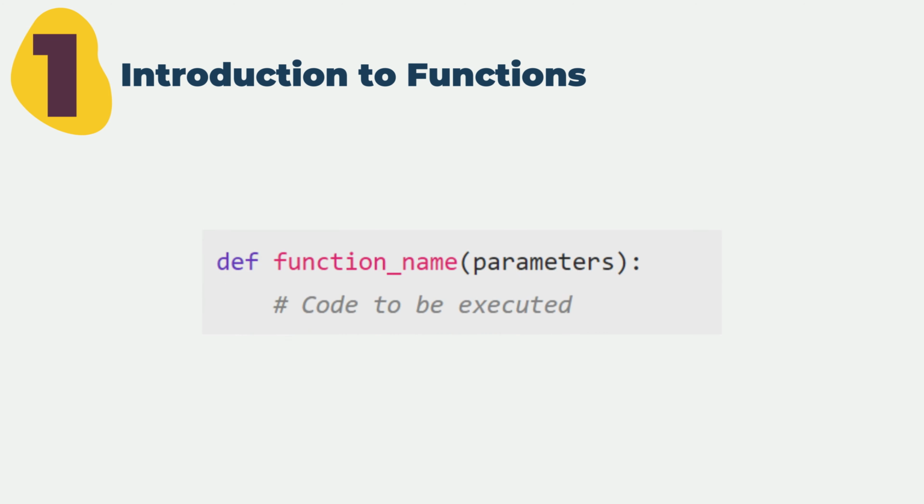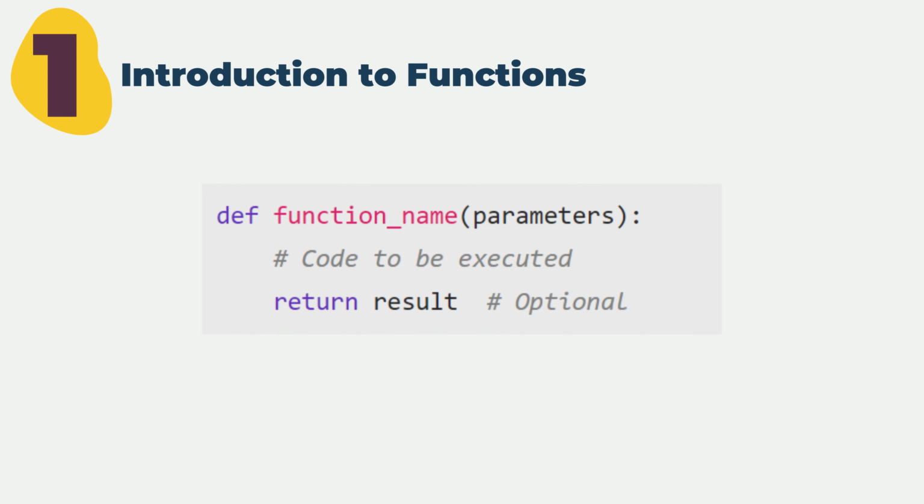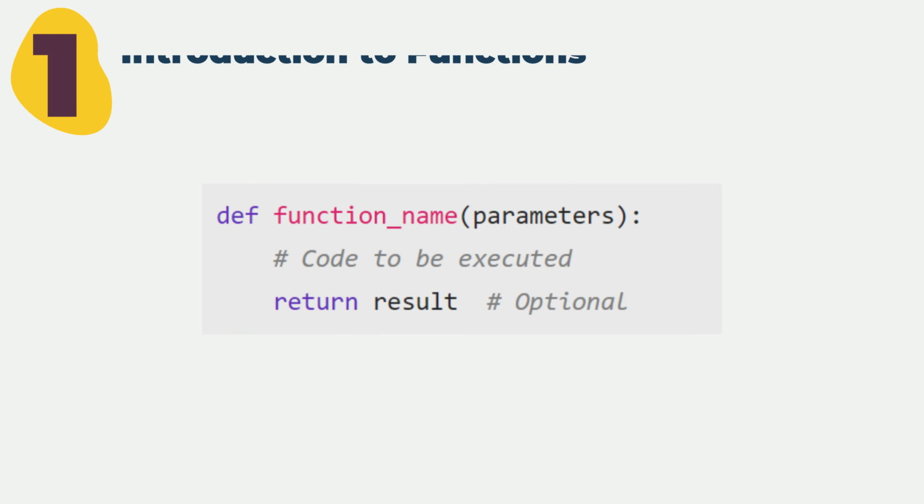Now, let's unravel the basic syntax of a Python function. Here, function_name is the name of your function, and parameters are the input values the function can accept. The code within the function is indented, defining the block of instructions to be executed when the function is called. The return statement, though optional, allows the function to provide a result back to the caller.